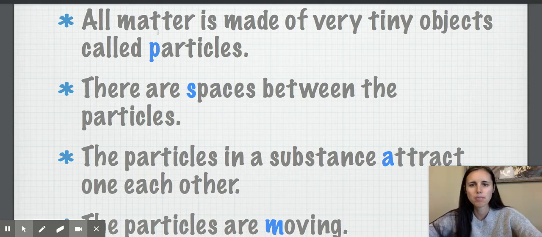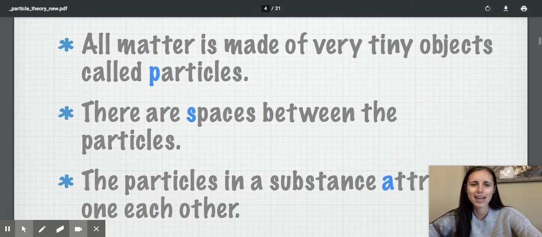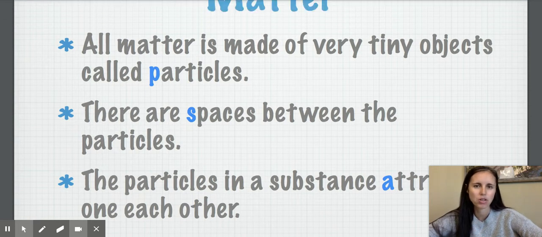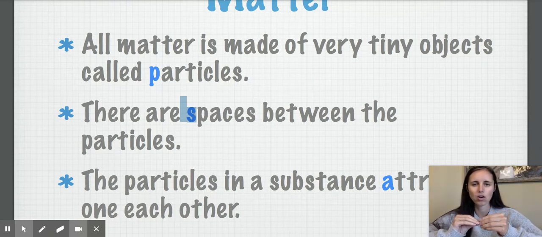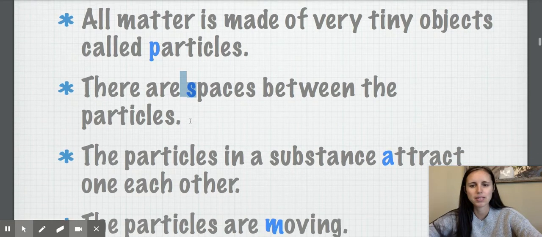So the first part of particle theory is our P. And what P stands for is that all matter is made up of very tiny objects called particles. We're actually going to try to describe in this unit what those particles might look like and what they might be called. Between those particles, there's also spaces. So these particles aren't all connected together. There's actually spaces between these particles. That's what the S stands for in PSAM.